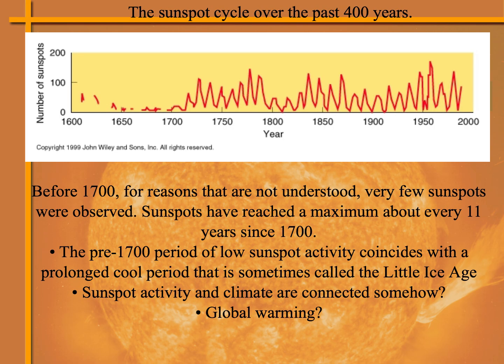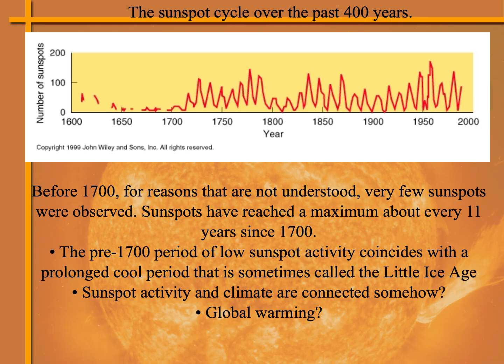Notice that there was a period in the late 1600s where sunspots basically disappeared for quite a while. This was during a time period called the Little Ice Age. It's not known whether solar activity is solely responsible for this event, but there does seem to be a correlation between sunspots and climate events here on Earth.